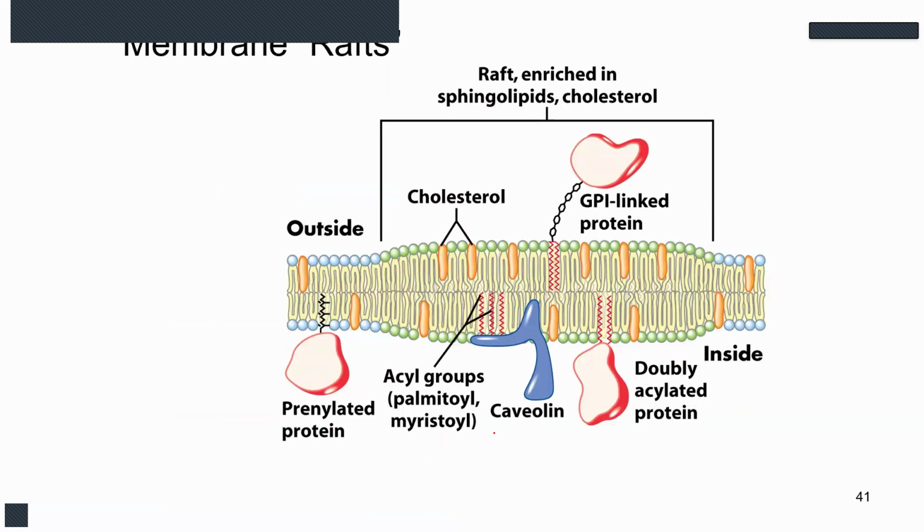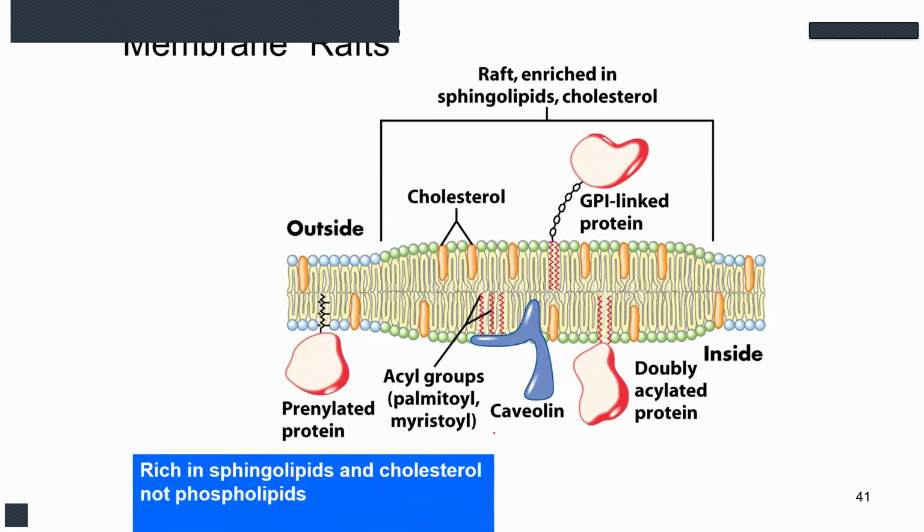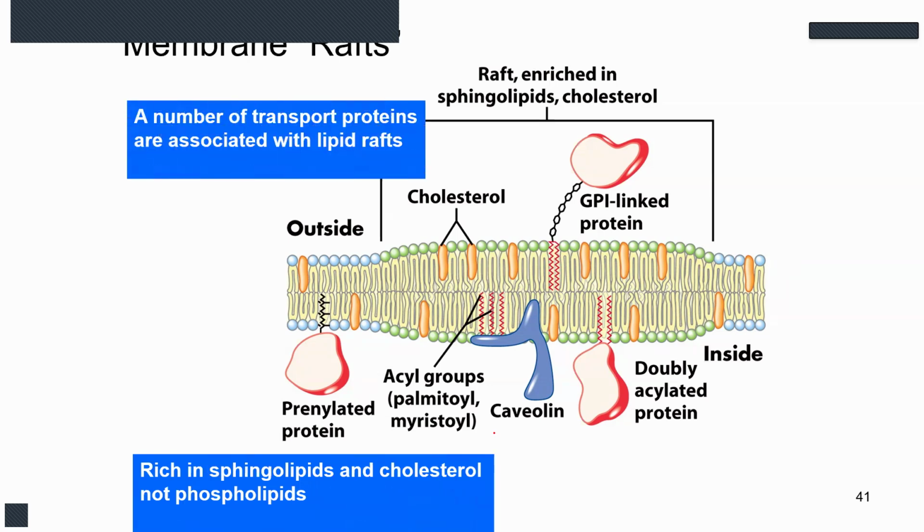Membrane rafts. What I want you to know about membrane rafts is that they are regions of a membrane that are enriched in sphingolipids and cholesterol. What they're able to do is cluster a bunch of proteins together in order to carry out specific functions. They're rich in sphingolipids and cholesterol, but not in phospholipids. A number of transport proteins are associated with lipid rafts, for instance, proteins that are involved in transporting ions from one side of the membrane to another.